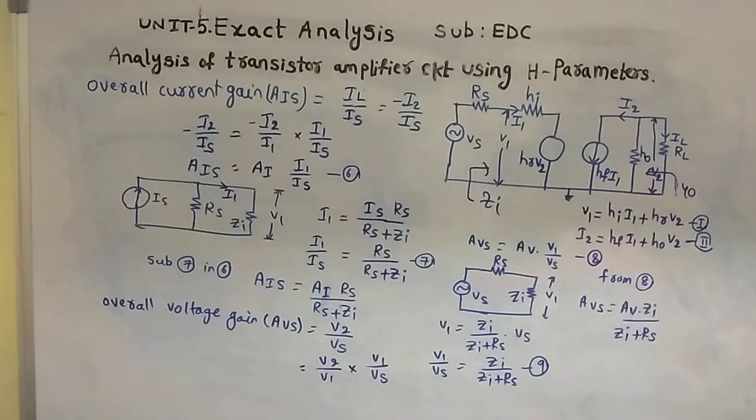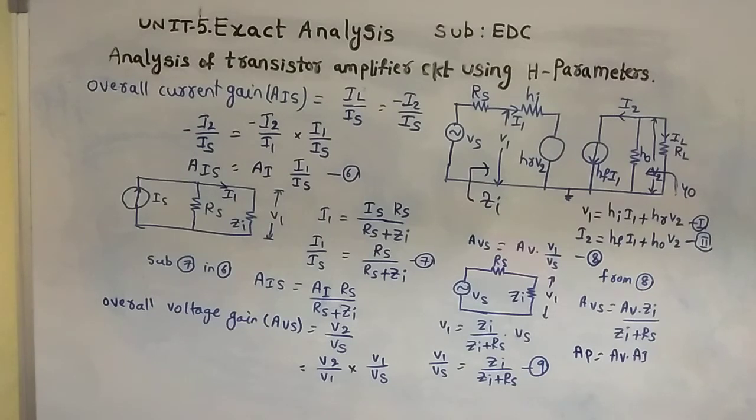Similarly you can find another parameter, that is power gain. Power gain is equal to voltage gain into current gain. Last parameter, power gain is equal to voltage gain into current gain. Already the voltage gain and current gain formulas we derived. If you multiply both two, then you will get power gain. This is the overall exact analysis for the transistor amplifier.